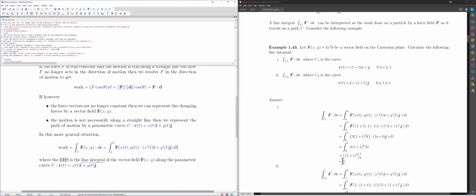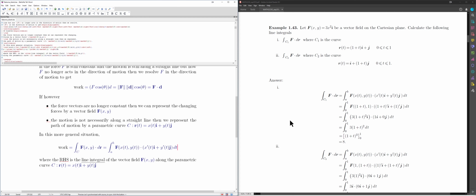Unfortunately, this has a mistake over here. Because when you put 1 into this, you get 1 plus 1, which is 2 cubed, which is 8. And when you put the 0 in, you get 1 plus 0 cubed, which is 1. So really, this should be 8 minus 1. So this answer is wrong. This should actually be 7.